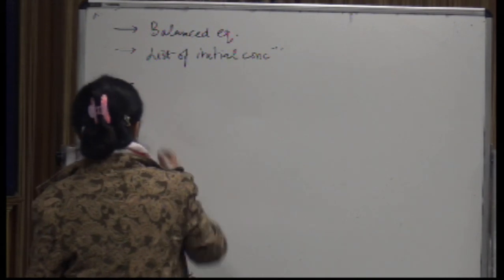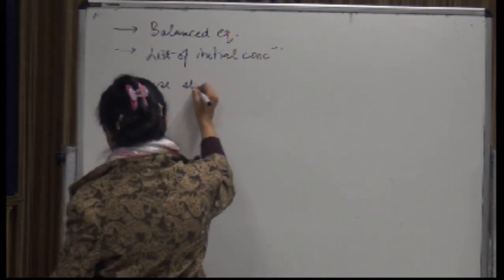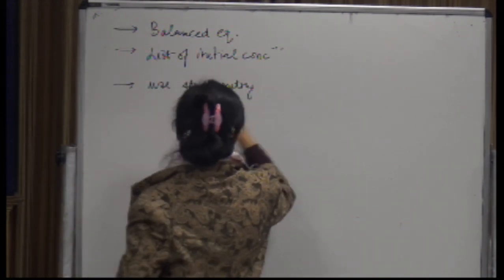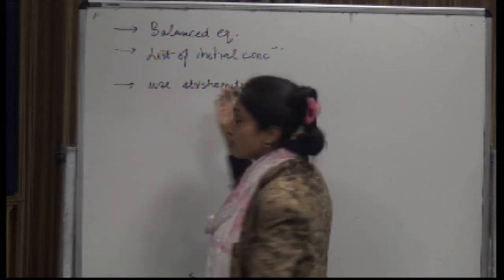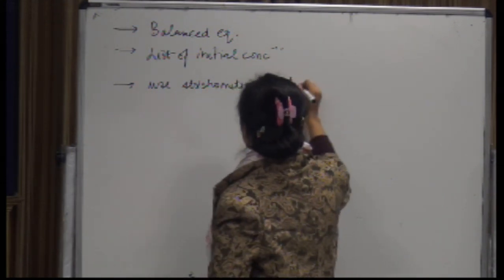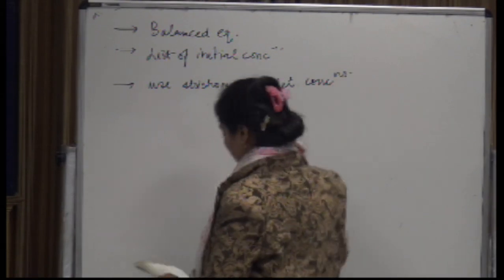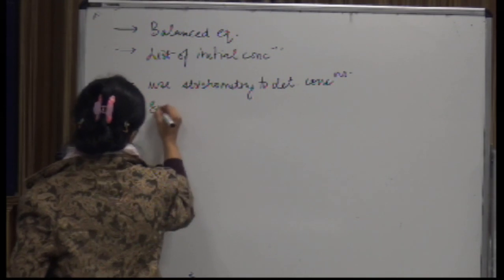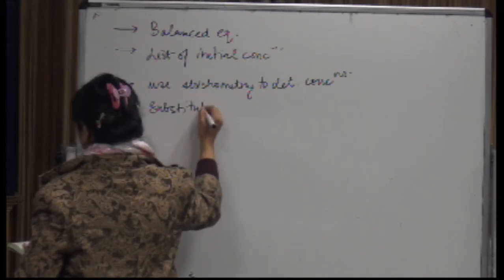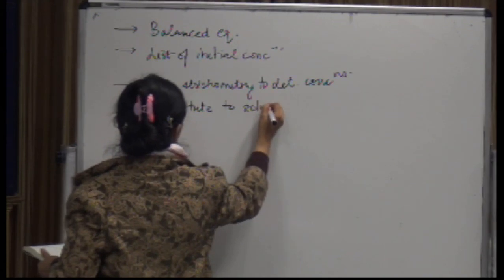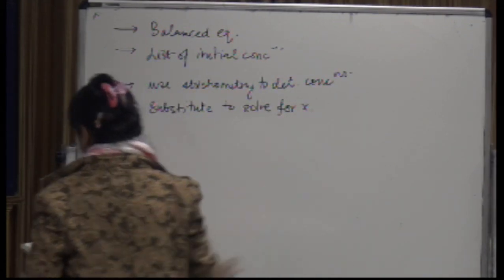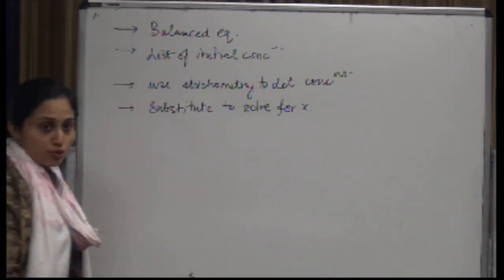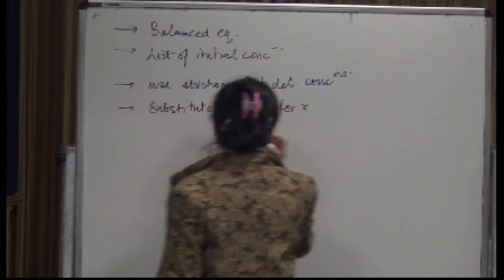Then we use the stoichiometry to determine the concentrations. This is the question that you've already asked me, and we've taken up questions already on it. Then we substitute to solve for x. This is what we have done. And results can generally be checked by back substitution also.